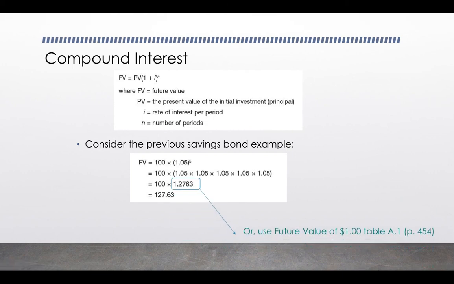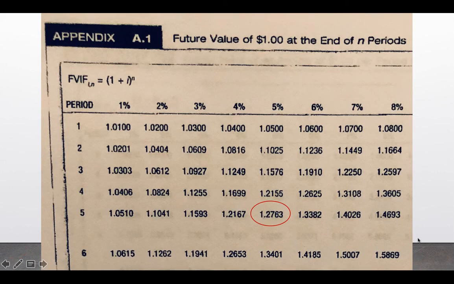Or we could rely on our future value of a dollar table, which is Table A1 on page 454 of the appendix in your book. So let me show you what that looks like real quick. I've just taken an excerpt of the table here, so this isn't the full thing, but you can see the numbers that we need. So this is Appendix A1, Future Value of a Dollar table. And you can see on the left-hand side of the page we have period, so this is number of years. Then on the top we have percentage, okay?